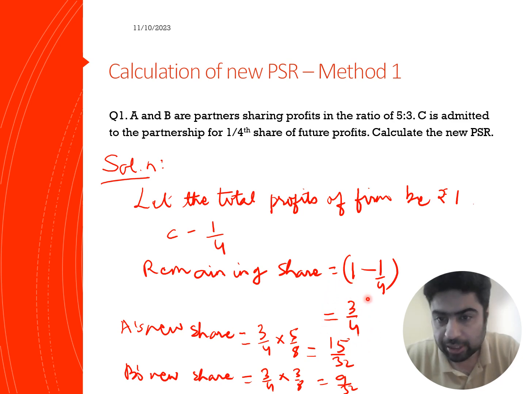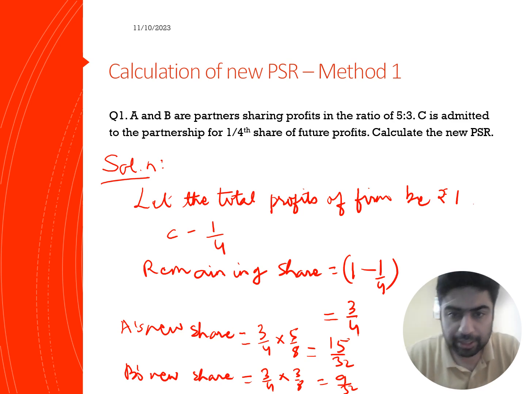तो जो रिमेनिंग शेयर रहा 3/4, यही A और B का शेयर रहेगा। This is what the share of A and B is, और इसको हमने फिर 5:3 में डिवाइड कर दिया। ठीक है, यानी 3/4 जो रिमेनिंग प्रॉफिट्स रह गए उसका 5/8 निकाला और 3/4 का 3/8 निकाला। So the value which we are getting is 15/32 and 9/32.